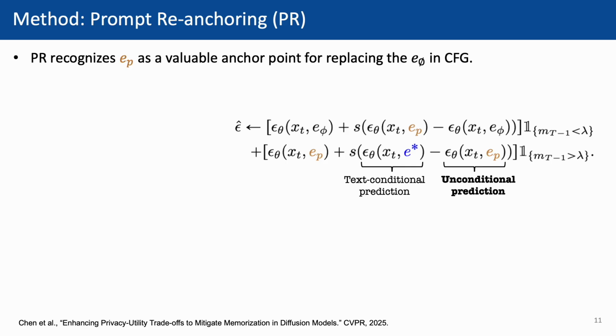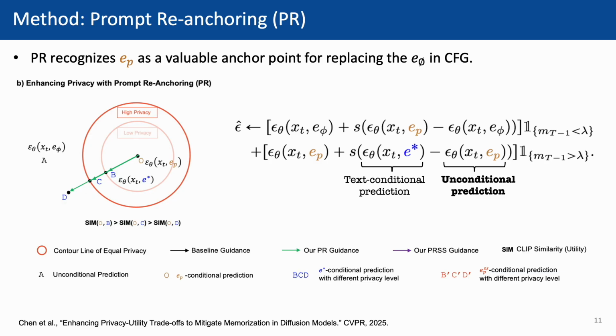However, we argue that EP is being discarded too harshly. Think about it. Memorization is detected only when the model is conditioned on EP. That means EP is actually a useful negative example. It's a signal of what we don't want the generation to replicate. So instead of throwing it away, we propose using EP as an anchor point, replacing the second term in CFG, which is usually the unconditional prediction.